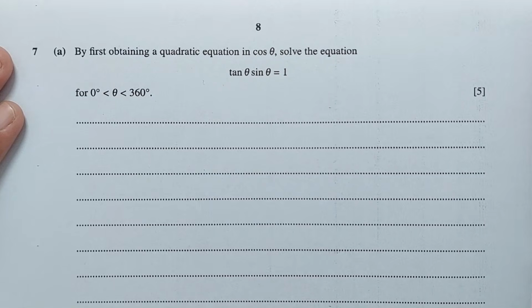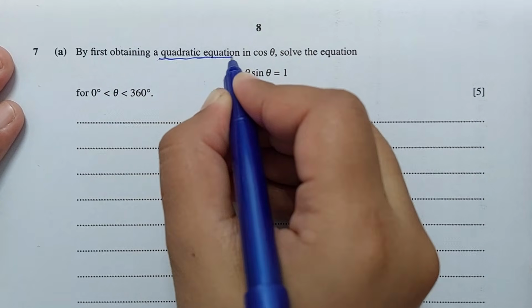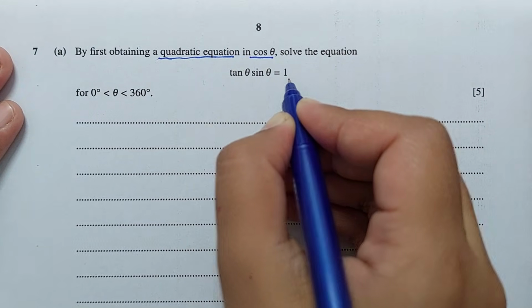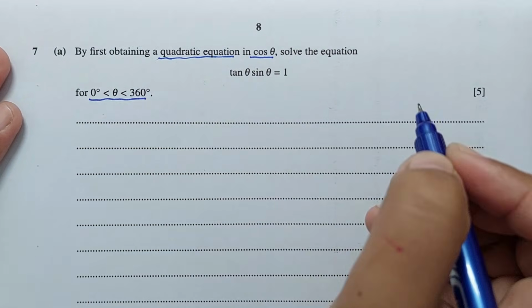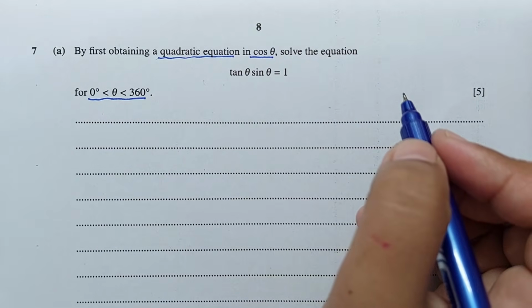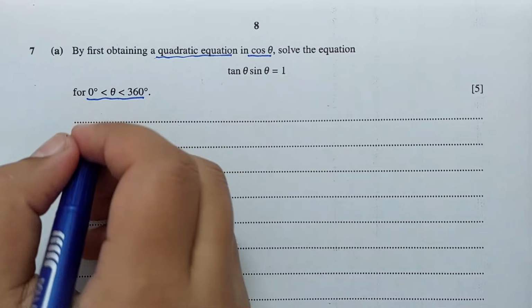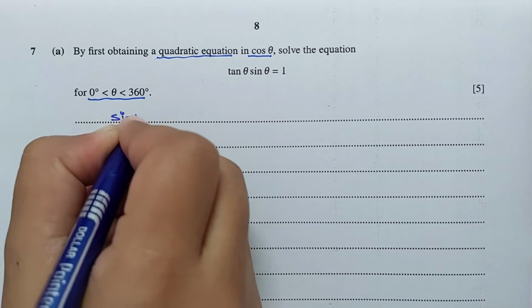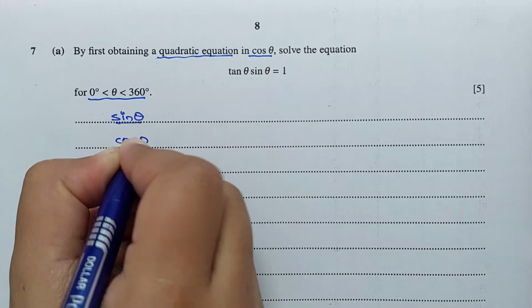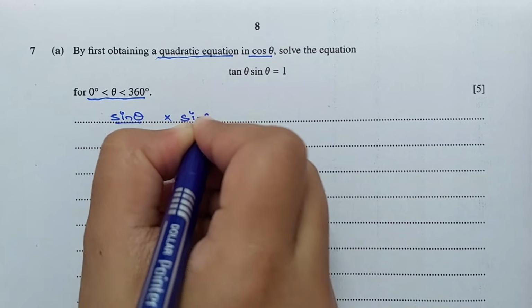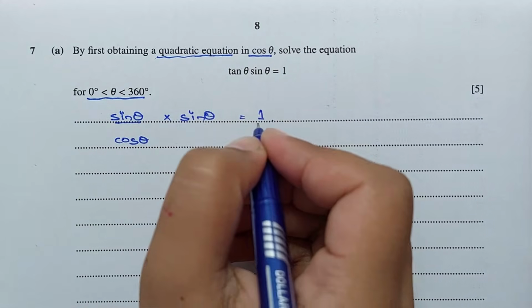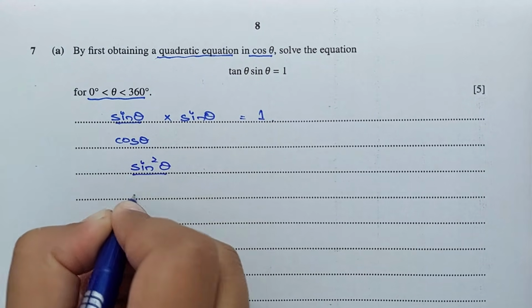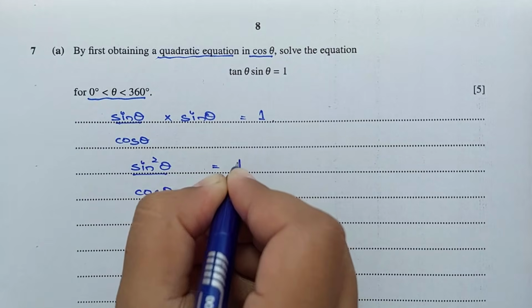Question number 7, part A. By first obtaining a quadratic equation in cos theta, solve the equation tan theta sin theta equals 1 for theta between 0 and 360 degrees. So first we need to obtain the quadratic equation in cos theta. Tangent is the ratio of sine over cos. So tan theta is sine theta over cos theta, times sine theta, which equals 1. And here sine times sine is sine squared theta over cos theta, which equals 1.